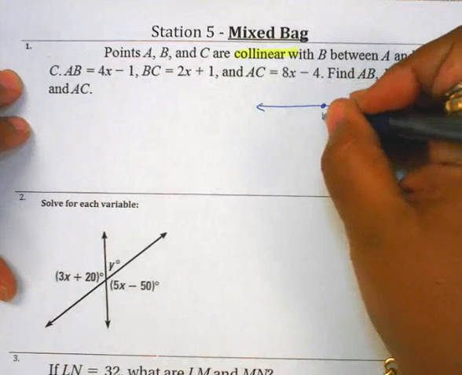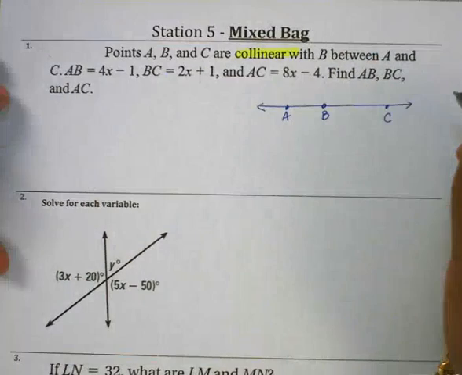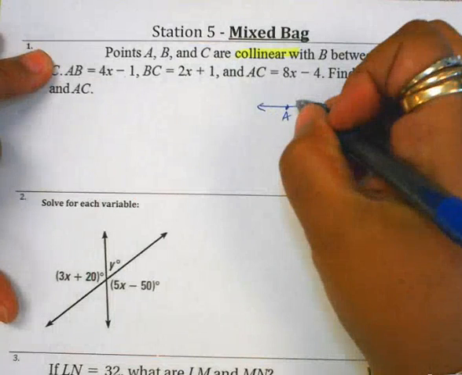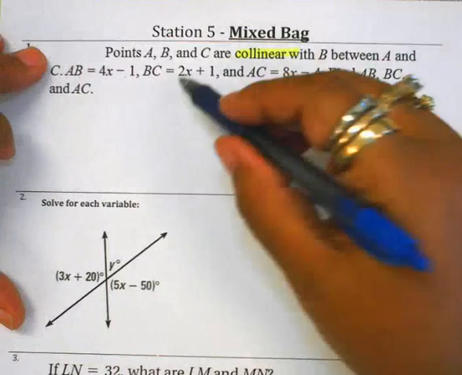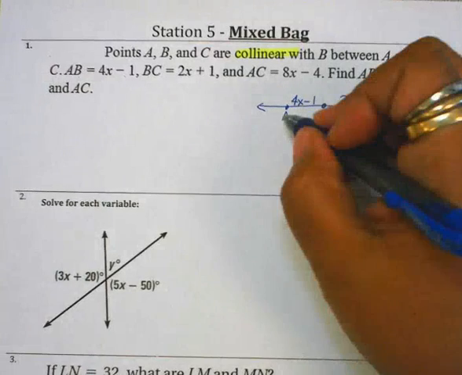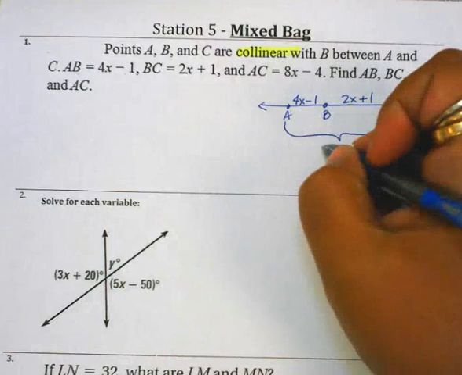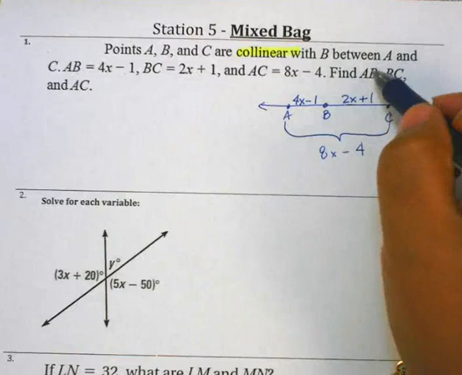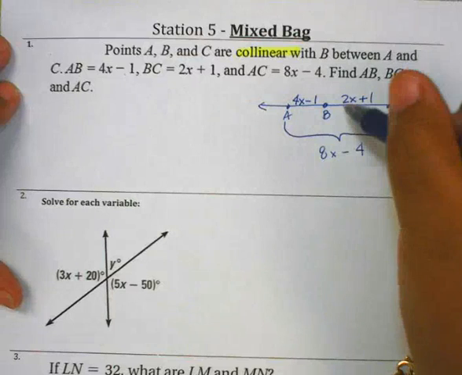Point B is between A and C. The measure of AB is 4x minus 1. So this measure here is 4x minus 1. And BC is 2x plus 1. And the whole thing from A to C is 8x minus 4. We need to find the measures of AB, BC, and AC. But in order to do that, we need to solve for x.